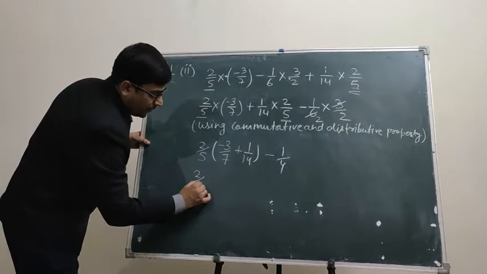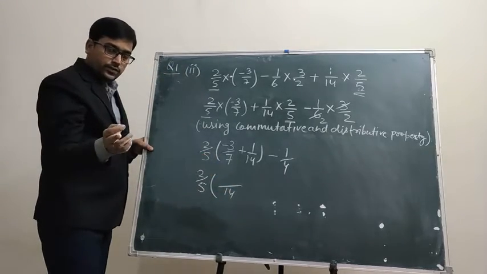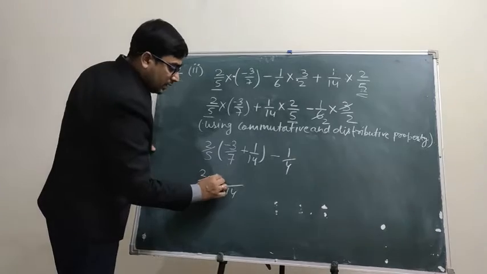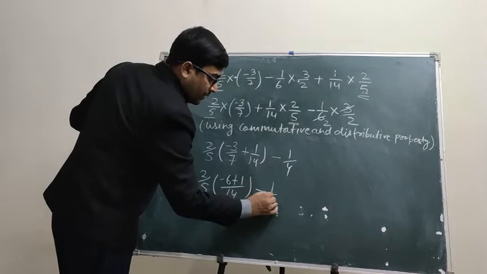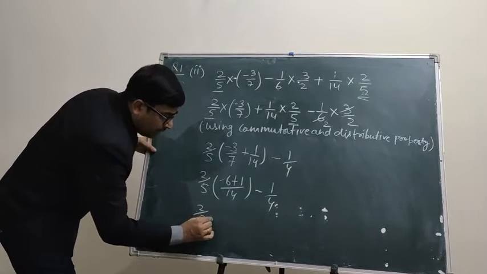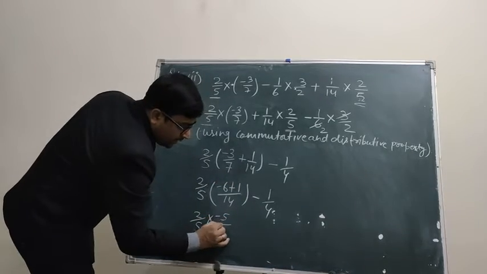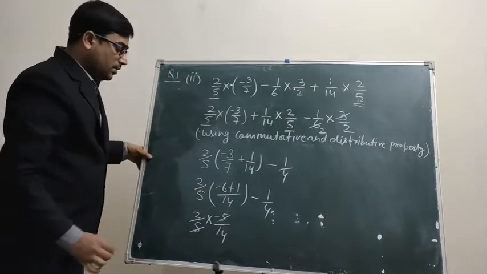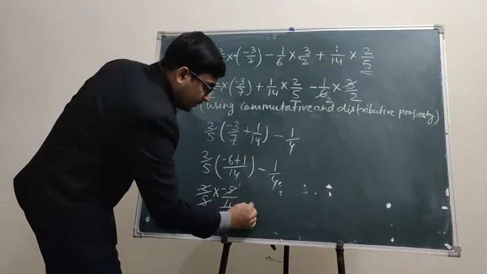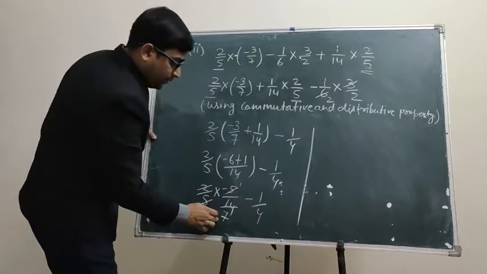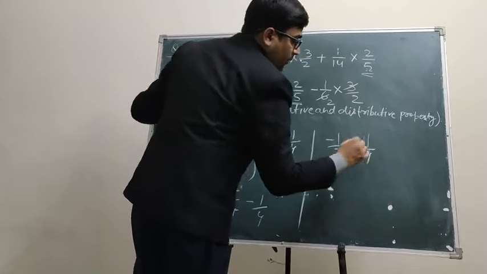Okay, 2 by 5. LCM of 7 and 14 is 14. 14 divided by 7 we get 2. 2 multiplied with minus 3 is minus 6, plus 1. Minus 1 by 4. Here 2 by 5 into minus 6 plus 1 gives minus 5 upon 14. 5 cancelled out, 2 sevens are 14, cancelled. Minus 1 by 4. From here we get minus 1 by 7, and from here minus 1 by 4.